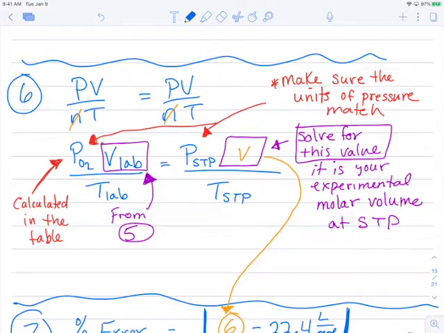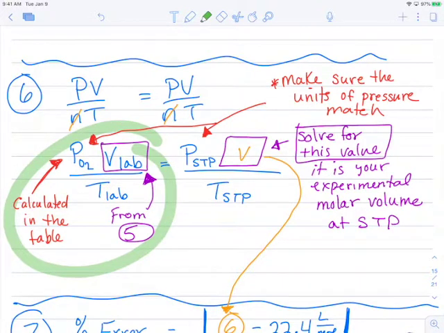You know your pressure of oxygen because you calculated that out when you withdrew the pressure of water. And by withdrew, I mean subtract. So you took total pressure minus pressure of water. That gave you your pressure of oxygen. So that's already calculated in your table. And then T for the lab, that's your temperature from the lab in Kelvin, which you've also already calculated. So everything here on this left-hand side, you've already calculated it. It's already in your table.